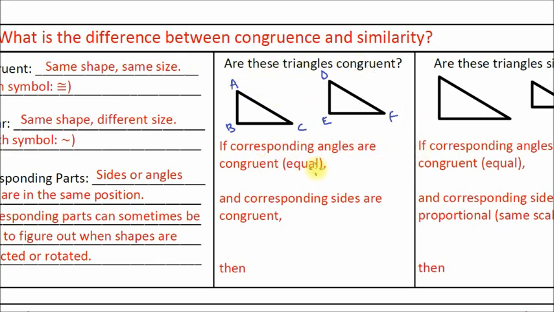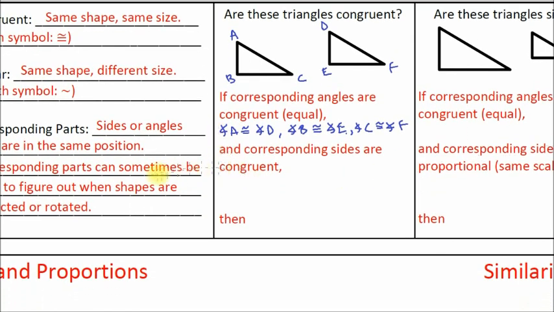So here's how we can prove these triangles are congruent. If corresponding angles are congruent or equal, so we can say, all right, if we know that angle A is congruent to angle D, angle B is congruent to angle E, and angle C is congruent to angle F. So here we are saying that we know that all of the corresponding angles are congruent.